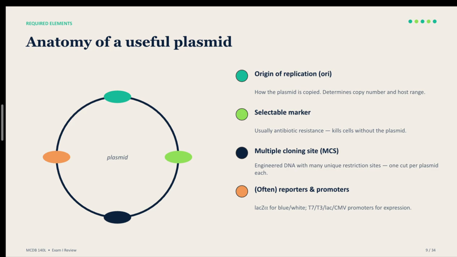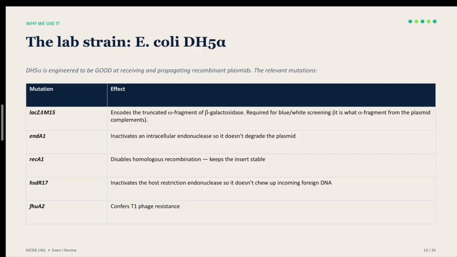So let's look into a little bit more about why we use the lab strain that we use. So at the beginning, we prepared competent cells using a strain called DH5 alpha. So these are very heavily engineered competent cells that are designed to be really good at receiving and propagating recombinant DNA plasmids. So there's a lot of different mutations. I don't think you're really on the hook to know the ins and outs of all of them. I would really understand the first mutation because I think that's the one that's very important.